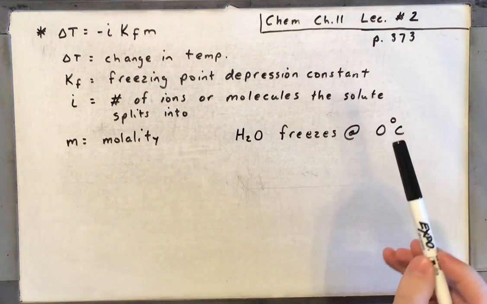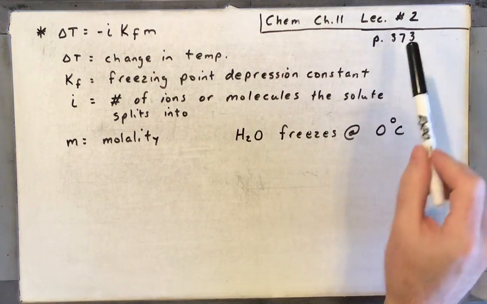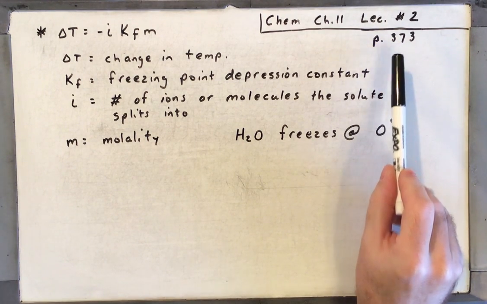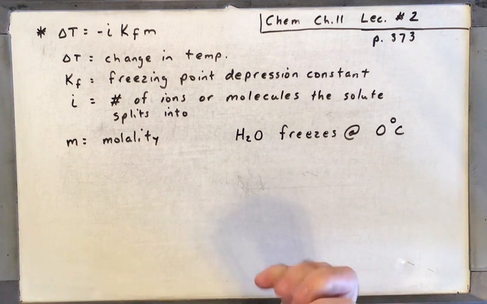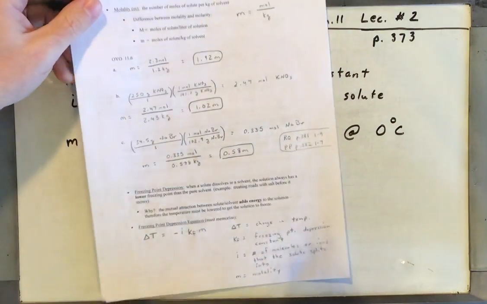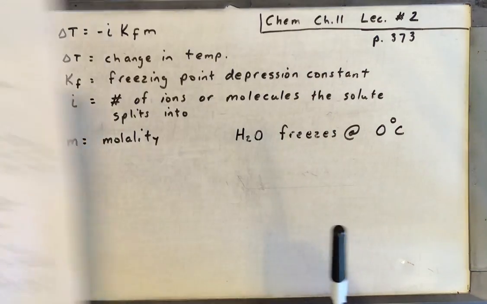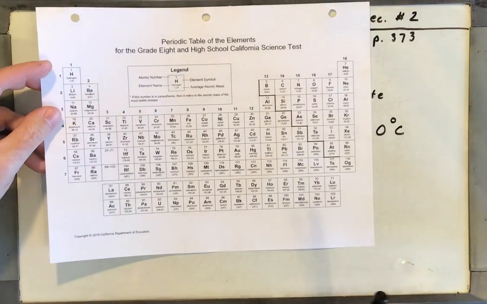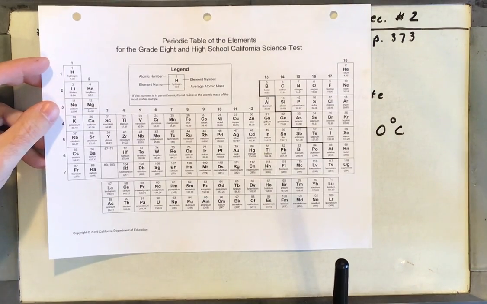It's lecture number 2. This chapter is really short, so we only have 2 lectures. In your book, the first problems we're going to work are on page 373, so you'll need your book. You will need your lecture notes. We're on page 3 down near the bottom. We're going to finish those up. And you'll need a periodic table to add up molecular weights.